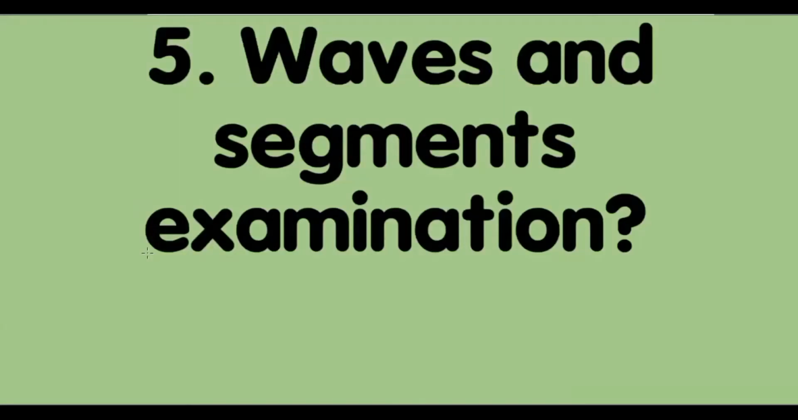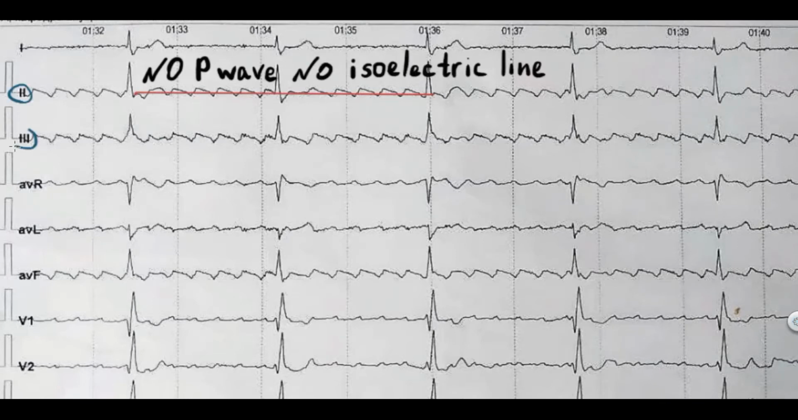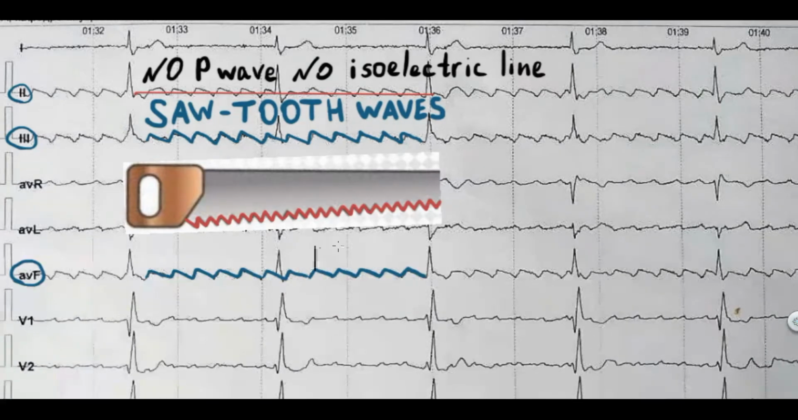After this we check all wave segments and intervals. There are no P-waves and there is no isoelectric line. But instead of P-waves we have a lot of regular deflections, which look like a sawtooth. So we will call them sawtooth waves. All of the sawtooth waves have equal morphology and duration. Let's check the rate of these waves.